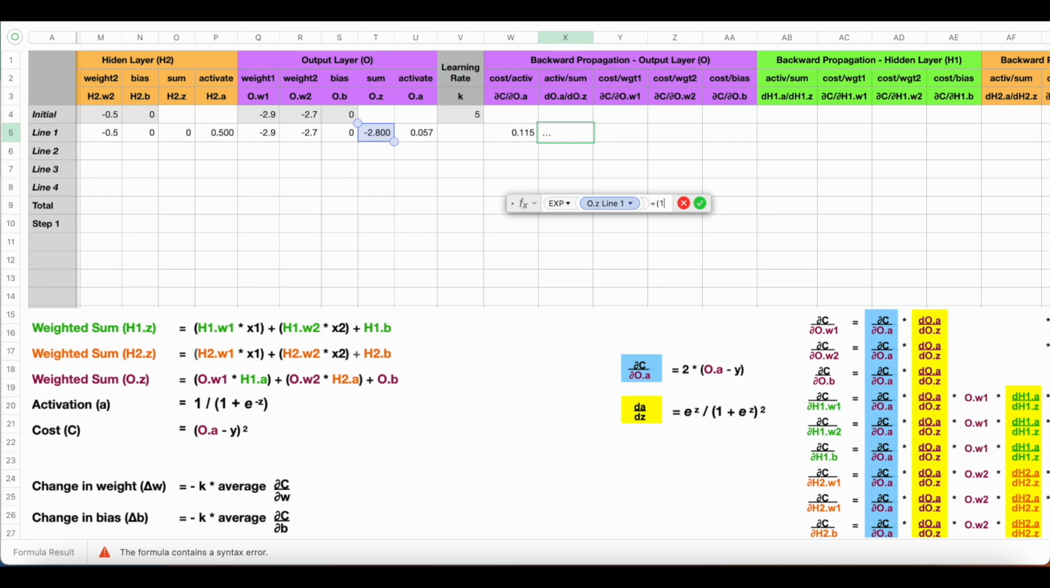1 plus exp. We want the output Z again. And we're going to square the whole thing. And let me double check that I have that formula in there correctly. Okay, I'm going to copy this formula and then edit it slightly.